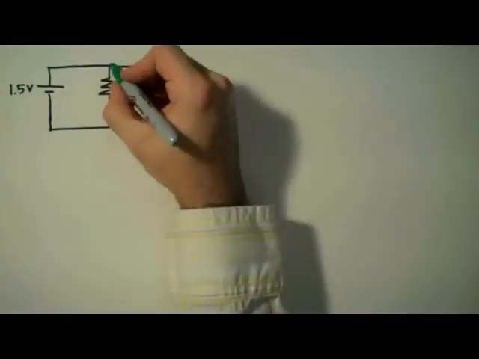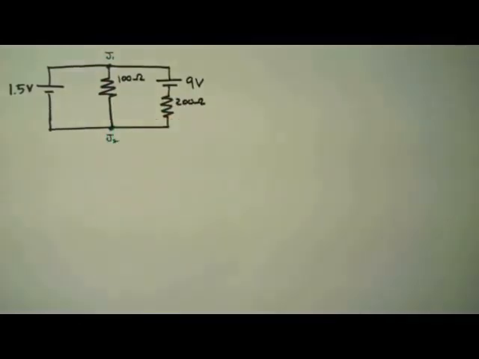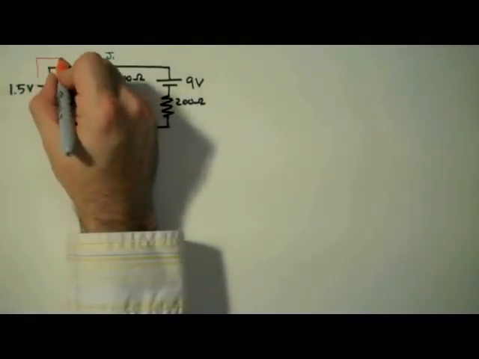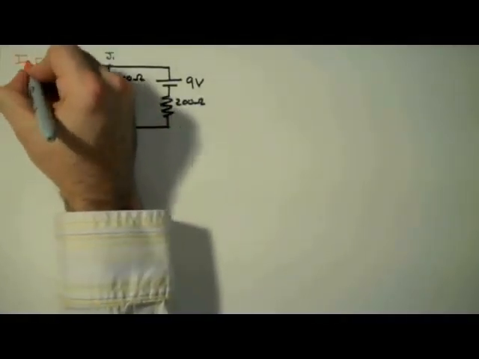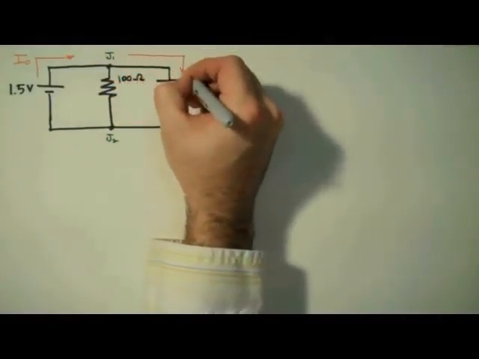As always, when using Kirchhoff's rules, we're going to start by labeling our junctions. I'm going to label mine J1 and J2. Next, we label our currents. I'm going to label this current I0. After junction 1, I'll have I1 on the right leg.